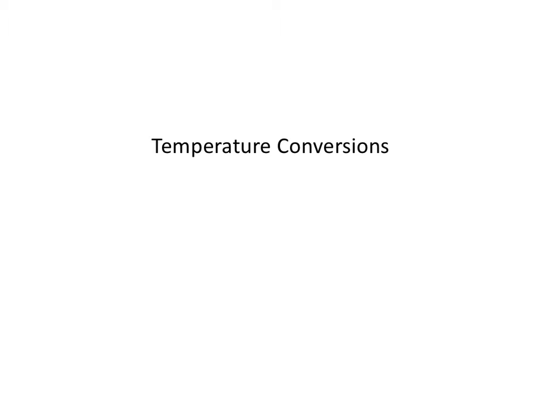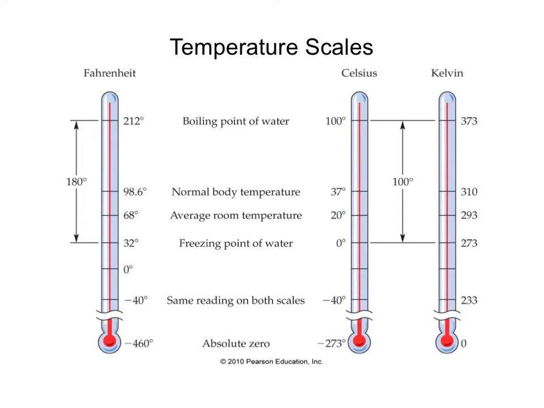This is just going to be a quick video on temperature scales and temperature conversions. So there are three common temperature scales. The one that we use most in our everyday lives in the United States is, of course, the Fahrenheit scale. And then we have the Celsius scale and the Kelvin scale. For scientific work, it's the Celsius scale and the Kelvin scale that are the most widely used.